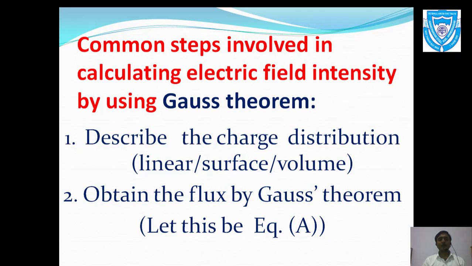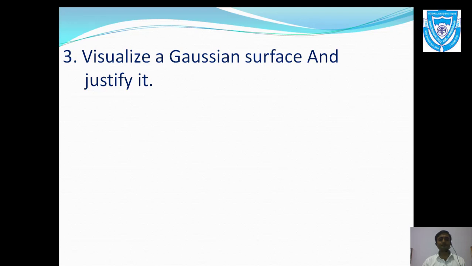Obtain the flux by Gauss theorem. You know what the first equation is? Phi is equal to Q upon epsilon naught, where Q is the total charge enclosed by the body and epsilon naught is the permittivity, and that will be our equation number A. Visualize a Gaussian surface and justify it. The Gaussian surface will be different for different types of shapes. If we have a hollow sphere, for that we have a Gaussian surface as a concentric sphere around it. For different types of shapes, we have different types of Gaussian surface.